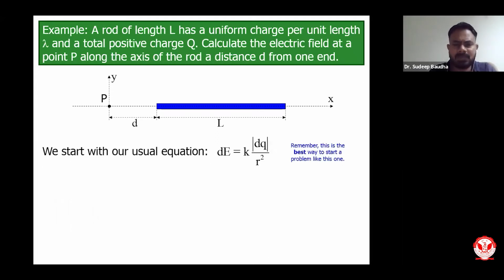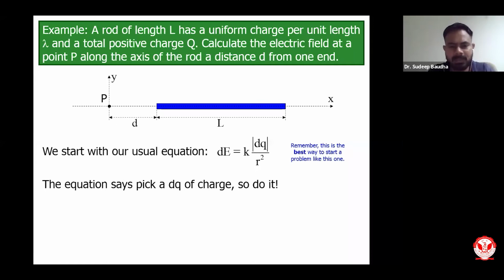So again, we will start with our starting equation: dE equals K dQ upon R squared. Please remember this, it is very important. dE is the small amount of electric field generated by a small segment of that rod, that is dQ. We'll start our calculation in the same fashion as in our previous case. Pick a dQ of charge. To do it, you have to pick a small dQ which pertains to a small segment of the rod, an infinitesimally small amount of space in the rod. Let me pick dQ.